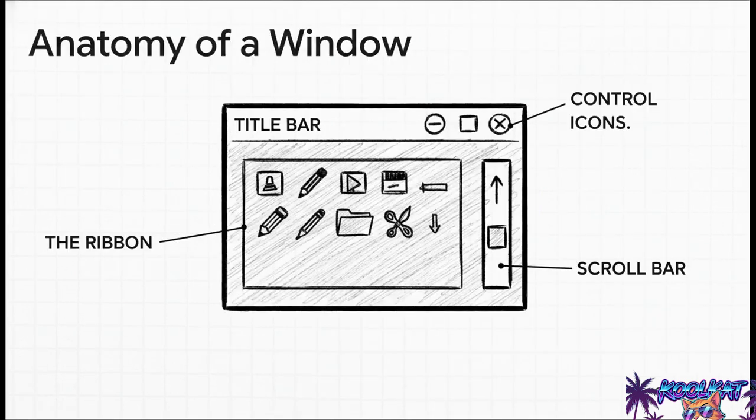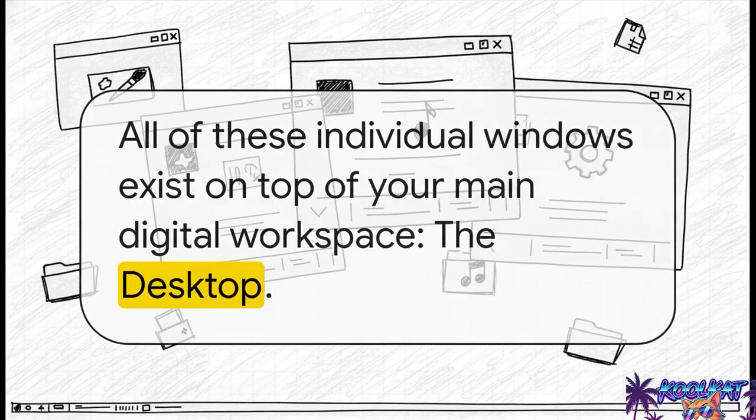And you'll notice pretty much all these windows have the same basic parts. You've got the title bar up top telling you what it is, those little control icons to minimize or close it, scroll bars for when there's more to see, and usually a ribbon or toolbar packed with all the tools you need. We use this stuff constantly without even noticing. And where do all these windows live? They all sit on top of your main hub, the desktop. Yep, that background screen. It's the foundation, your home base, where you keep your files and launch everything from.